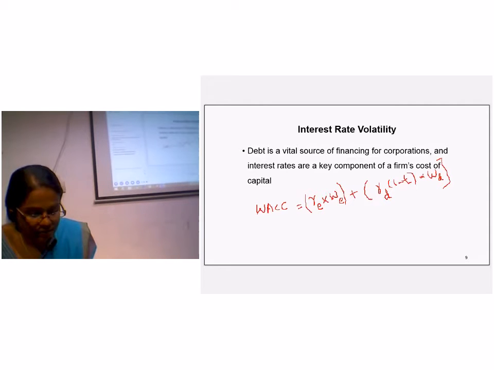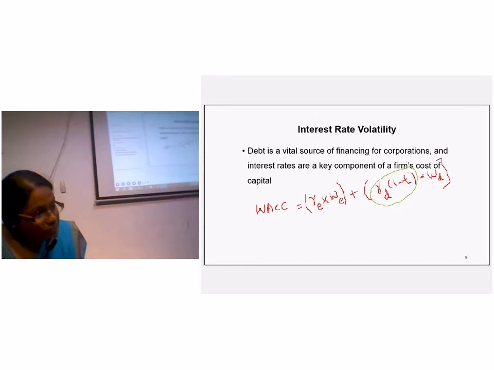Now here, this part is important, right? So why is this interest rate important? Because of this part, the interest rate. Therefore, interest rate volatility is a key risk area for a business. We should do something to minimize it. In the case of risk, we cannot eliminate this risk 100%. Now especially in the case of interest rate and exchange rate, what type of risk are those?